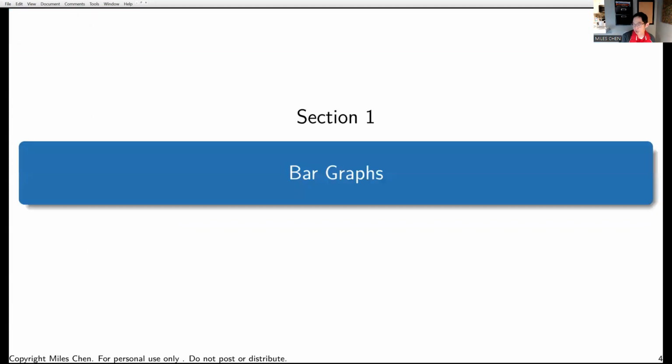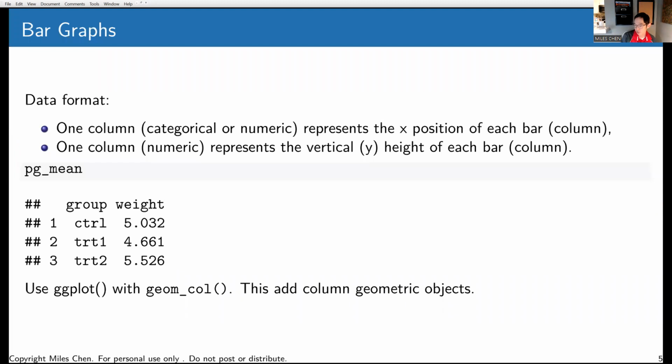Okay, well, let's start off with bar graphs, or the column geometry. Here you can imagine a very small data set, but it could be any kind of data set where one column in your data represents a categorical variable. So here we have three groups: a control group, treatment group 1, and treatment group 2.